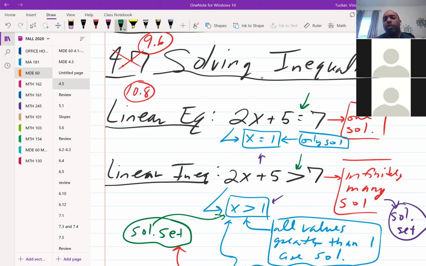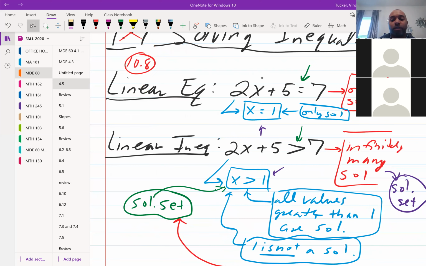All right. So what's going to happen is the result of a linear equation is that you will get one solution. That's what I have there written in red. The result of a linear inequality is you're going to have infinitely many solutions. So in the blue, you see what I mean? In this case, you will have x equal to 1. Once again, that's your only solution. But when you go down here to the blue for your linear inequality, 2x plus 5 is greater than 7, you will have x is greater than 1.